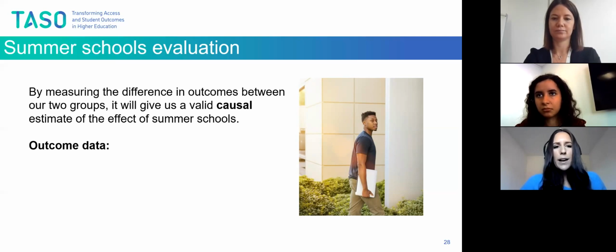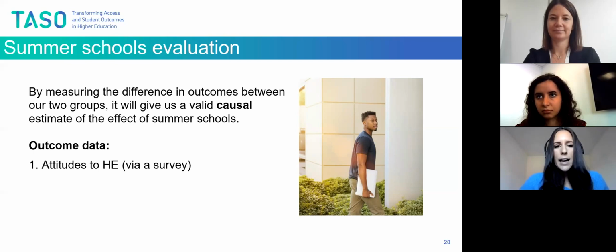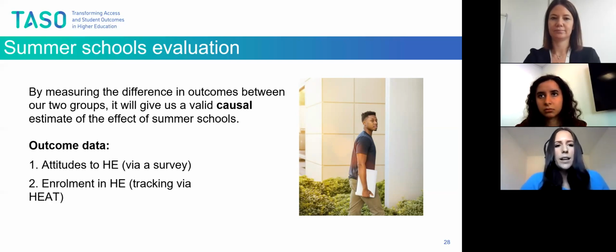There are two main bits of outcome data that we're collecting for this project. The first is attitudes to HE, or aspirations to do with HE, and this is collected via a survey. So this is a good short-term measure and a proxy measure of a sort of behavioural outcome, which is our enrolment in higher education. And that's done through the Higher Education Access Tracker, which I'm sure a lot of you will be familiar with. So we can actually track in the long term whether students do enter HE, and we can compare that for our treatment and control groups.